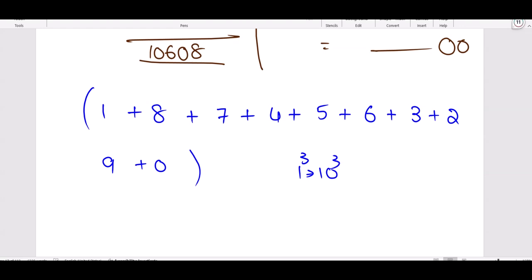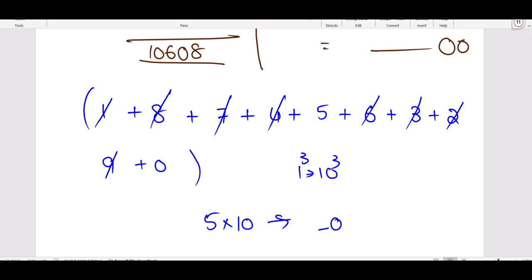Now see, 1 plus 9, 10, units place 0. 8 plus 2, 10, units place 0. 7 plus 3, 10, units place 0. 4 plus 6, 10, units place 0. So from 1 cube to 10 cube, the units place will be 5. Next, 11 cube to 20 cube, units place will again be 5. Like that 5, 5, 5, how many times will it come? What is the units place for this? 0. That's why 0. No formula.